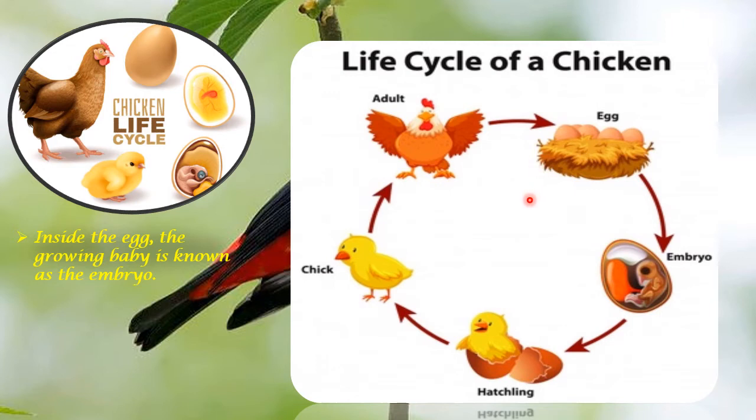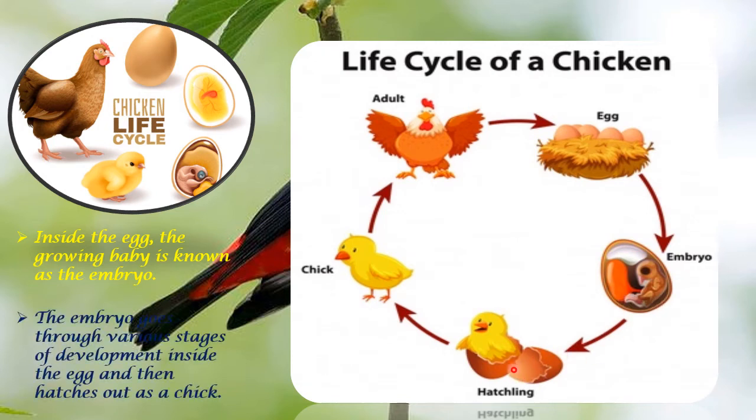Yes, I told you in the previous slide. For 21 days the hen will sit on top of the egg, and it will give warmth for the tiny one to grow inside. So what is that creature that is growing inside called? When it is inside the egg, there is a name for it, and we call it an embryo, the tiny one. In this stage we call it an embryo until it is hatched.